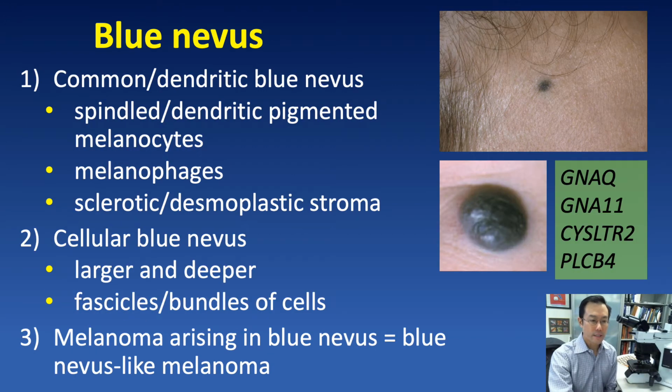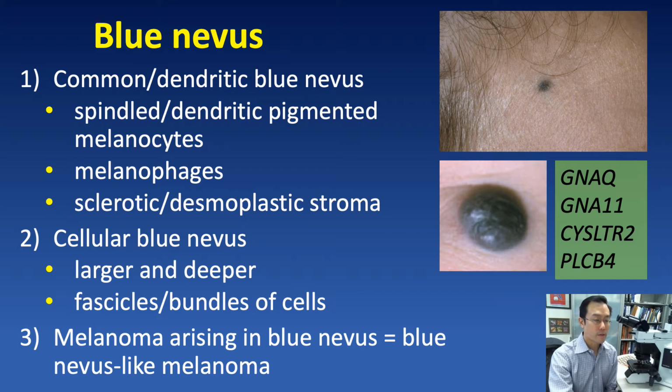Blue nevus is unique among the various forms of melanocytic nevus, and this is reflected in the fact that it's associated with activating mutations that are mutually exclusive from those of other acquired or congenital nevi. In fact, some of these genes, GNAQ and GNA11, are typical of uveal melanoma.